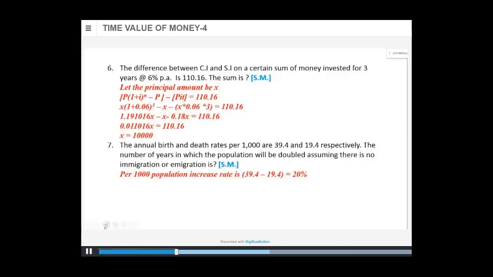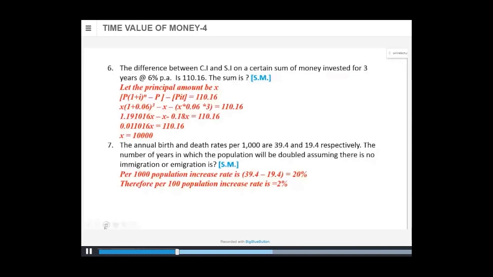That is per 1,000. We'll have to get it per 100. Be careful, we don't have to do it per 1,000. Therefore, per 100 population, the increase rate is 2%. Left hand side is divided by 10, right hand side is also divided by 10. The 0 got cut, and it became 100 by 2%.